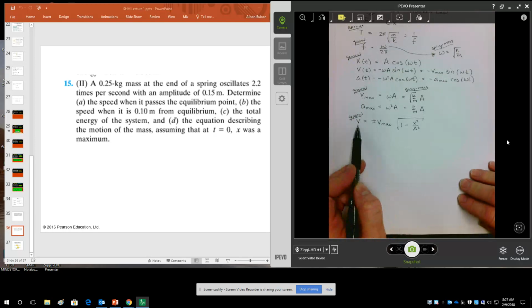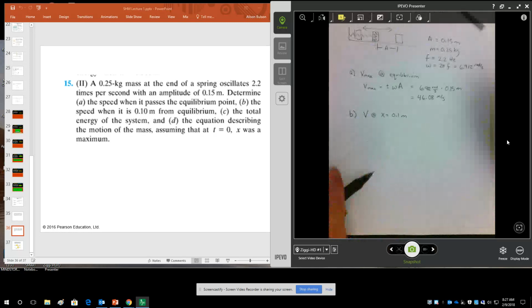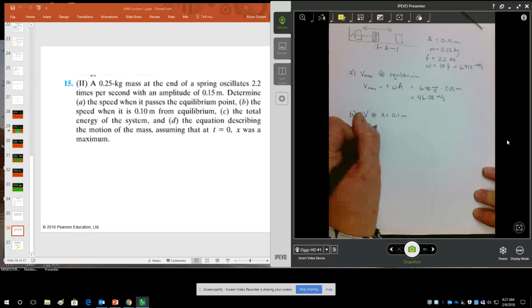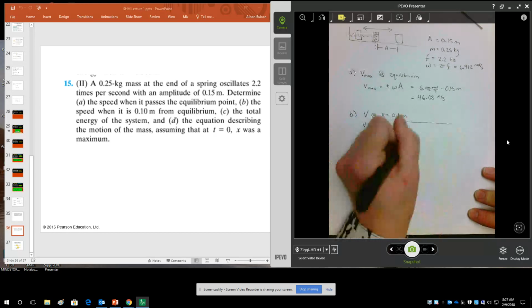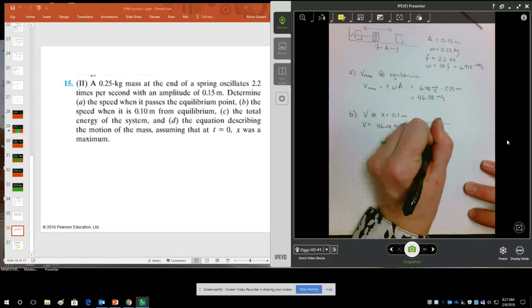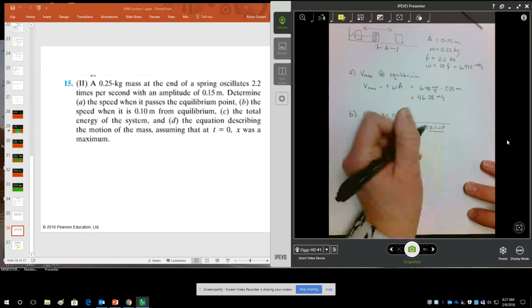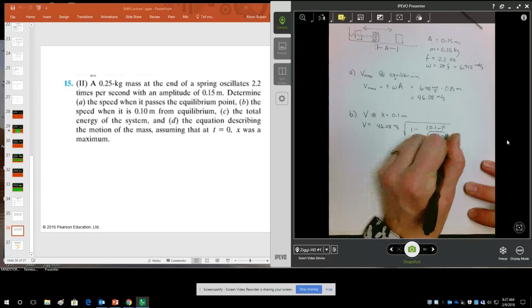The velocity at a particular point in the oscillation is plus or minus Vmax times the square root of 1 minus x squared over A squared. So v is equal to plus or minus Vmax, so 46.08, times the square root of 1 minus x squared, so the position we're interested in, 0.1 meters squared, over amplitude squared, 0.15 meters quantity squared.